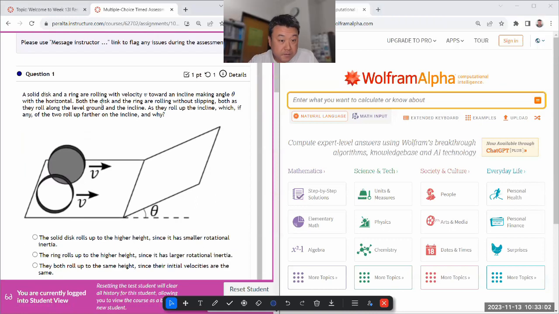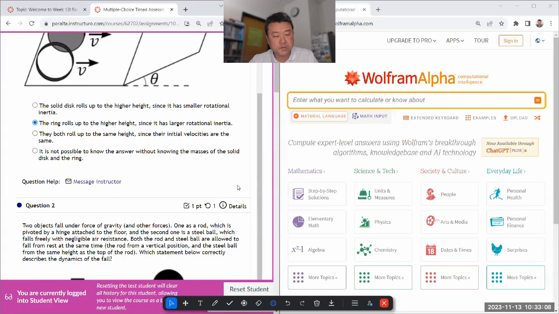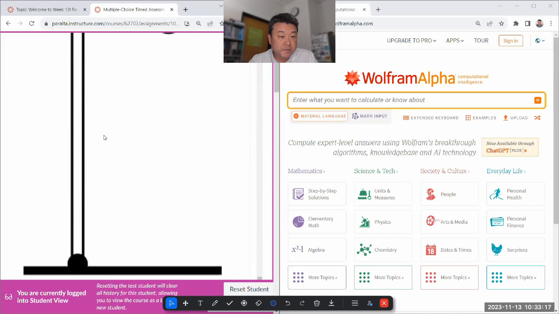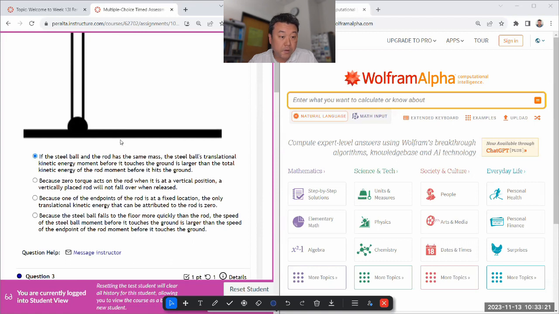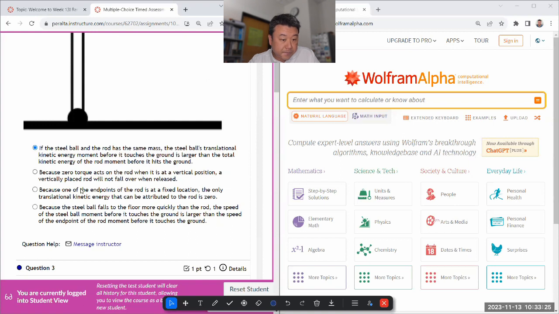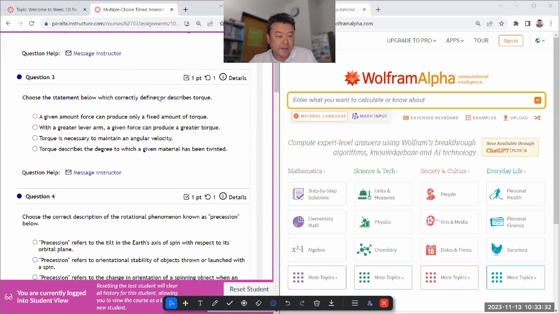Same velocity, rolling without slipping. Farther up the incline, it should be the ring. Yeah, because larger rotation means larger energy. Two objects, I should have made the figure smaller. Allowed to fall from rest at the same time. Have the same mass, yeah, because the ball is at a higher height compared to the center of mass of the rod. Yeah, nothing appears more correct than that.